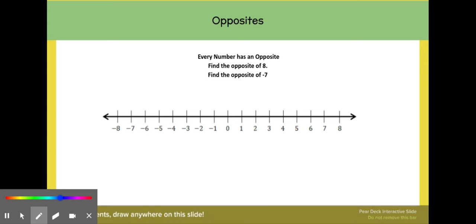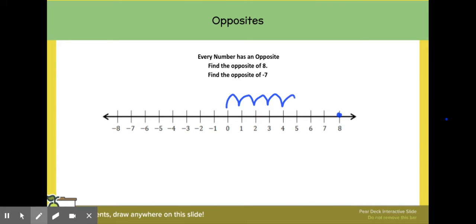The other thing that we covered in class was opposite integers. Every number has an opposite. The first one we found was the opposite of 8. First, we found positive 8 on my horizontal number line, which is to the right. To get to 8, we knew that it was 1, 2, 3, 4, 5, 6, 7, 8 jumps to the right.